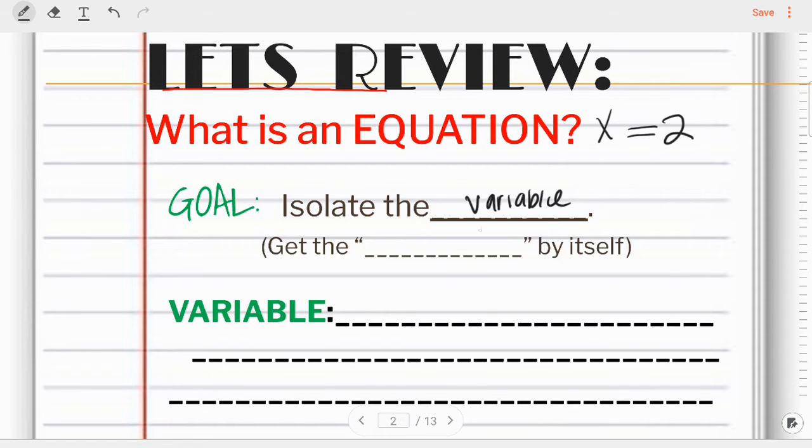In other words, we are trying to get that variable by itself. So we've spent so much time using this word variable. What is it that we're talking about? We are talking about the letter that is included in my equation. The letter in the equation.